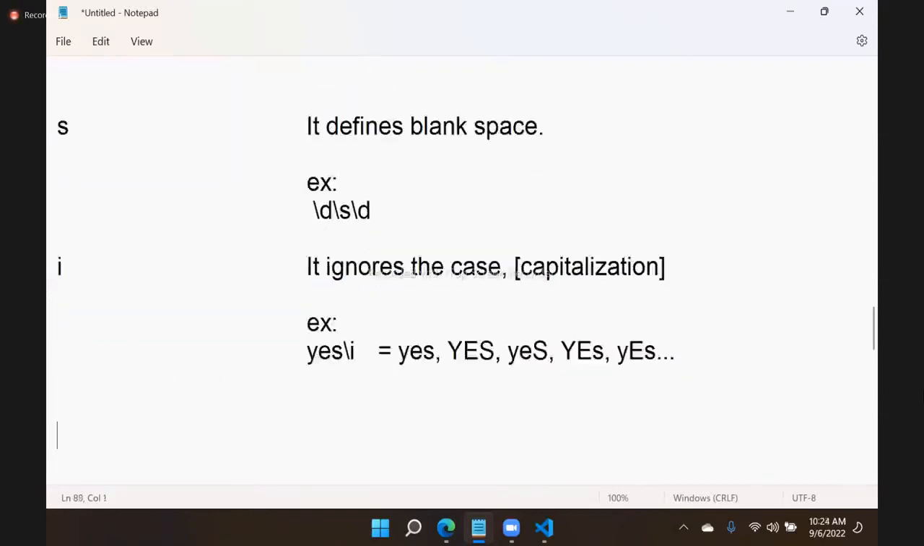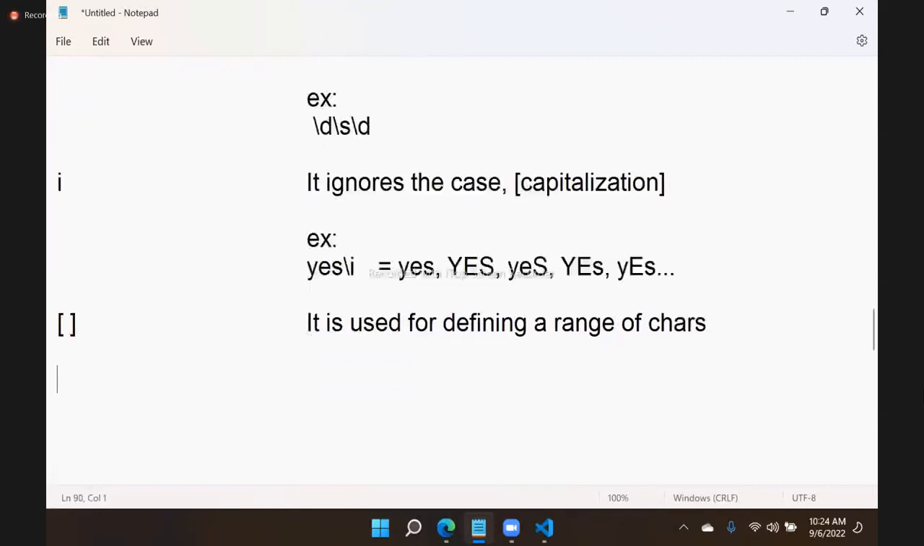Another important one: we have the square bracket. This square bracket is a metacharacter. It is used for defining a range of characters. Range is done by using this. You can write it in so many ways.